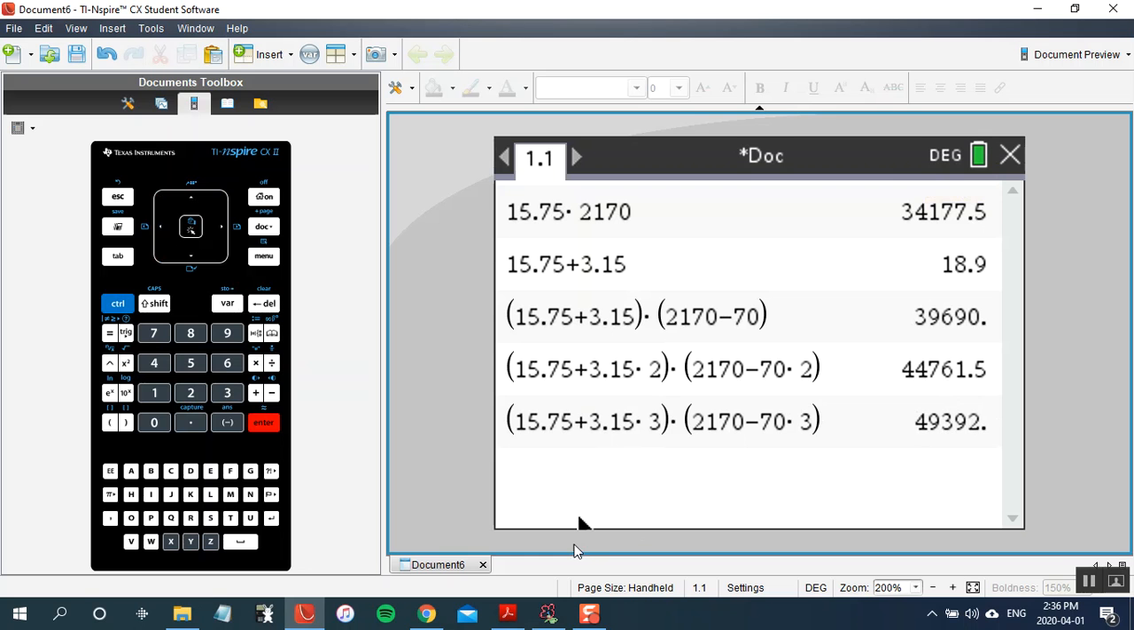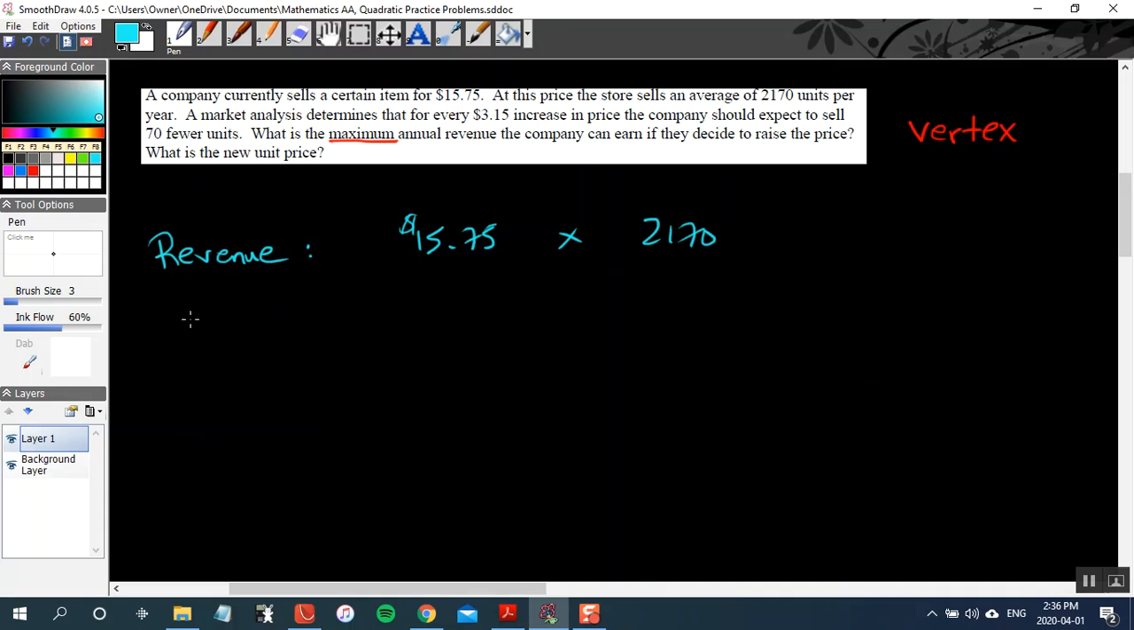So I think that should be enough to piece together a revenue function. And maybe to be clear, we'll also pick X as our variable because we're going to use our GDC here in this paper 2 question. Be clear that X is the number of price increases.